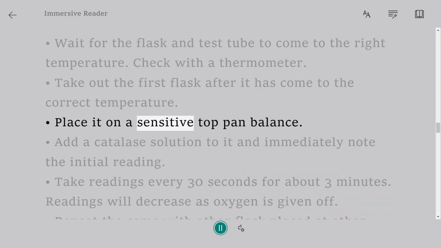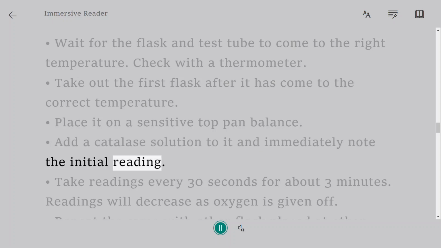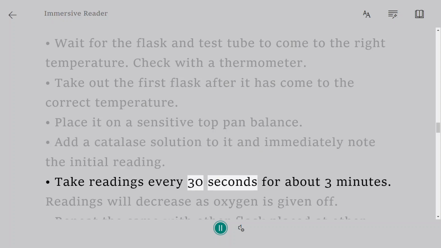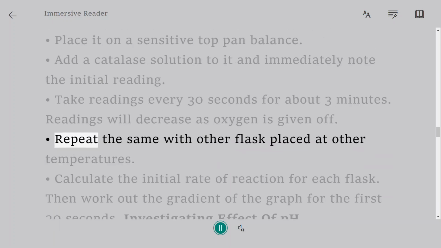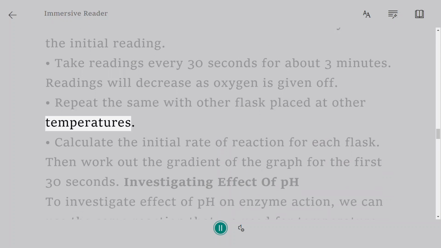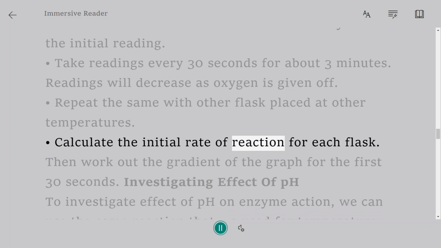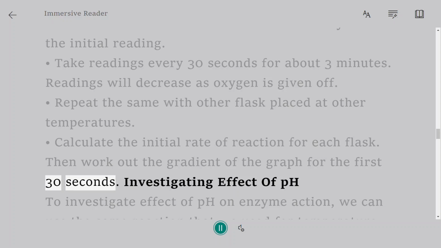Take out the first flask after it has come to the correct temperature. Place it on a sensitive top pan balance. Add a catalase solution to it and immediately note the initial reading. Take readings every 30 seconds for about 3 minutes. Readings will decrease as oxygen is given off. Repeat the same with other flasks placed at other temperatures. Calculate the initial rate of reaction for each flask. Then work out the gradient of the graph for the first 30 seconds.